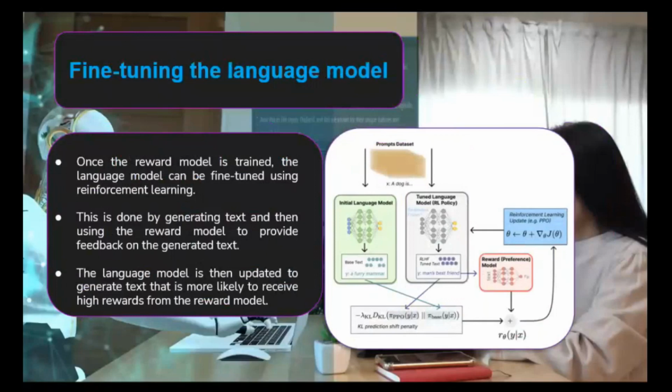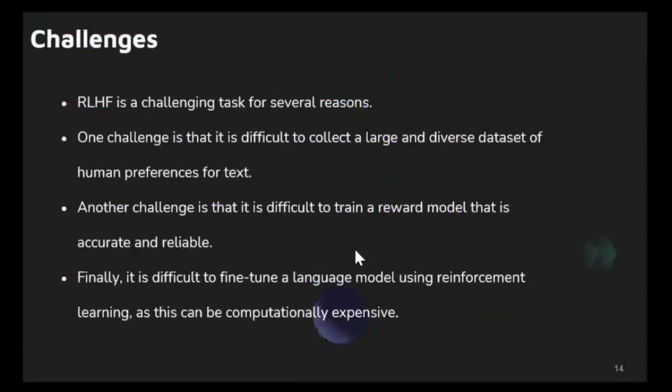So let's move toward the challenges we may face in the training phase. RLHF is a challenging task for several reasons. One challenge is that it is difficult to collect a large and diverse data set of human preferences for text. Another challenge is that it is difficult to train a reward model that is accurate and reliable. Finally, it is difficult to fine-tune a language model using reinforcement learning, as this can be computationally expensive.